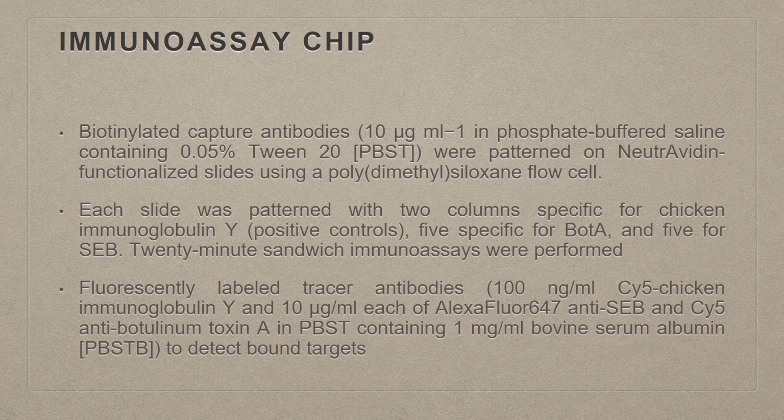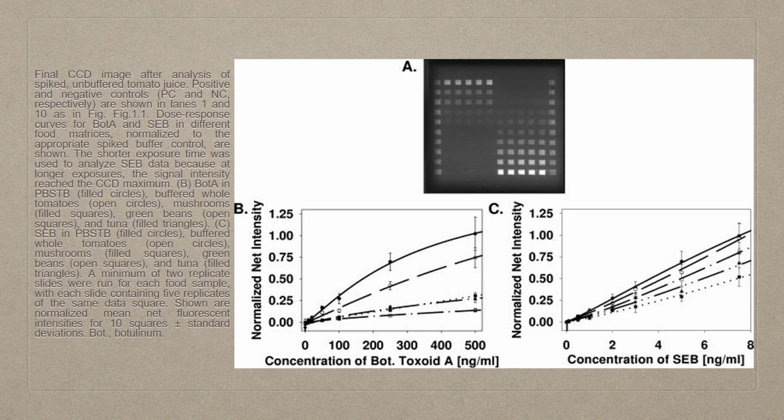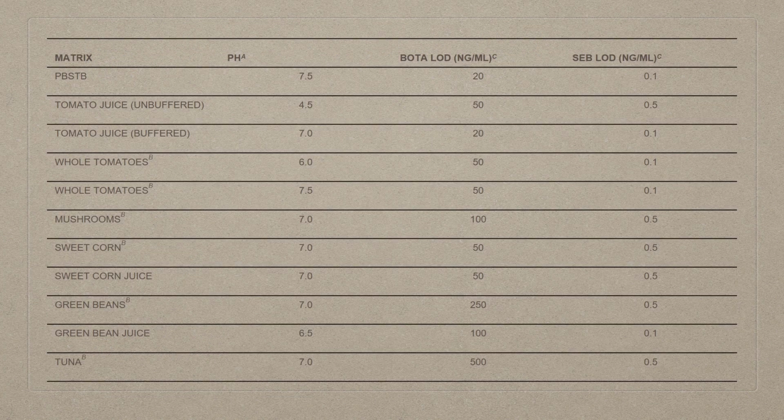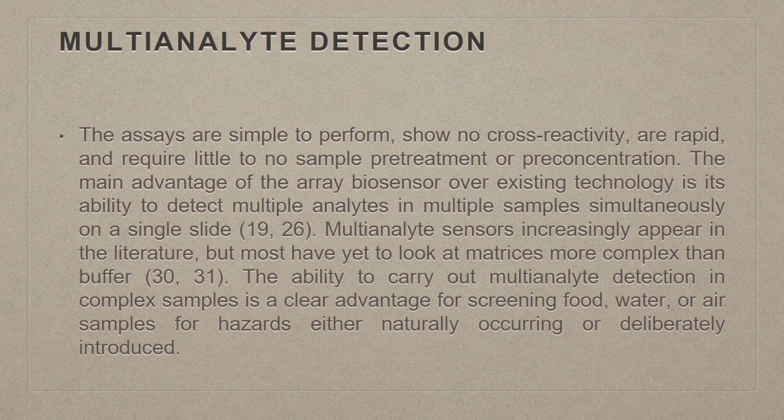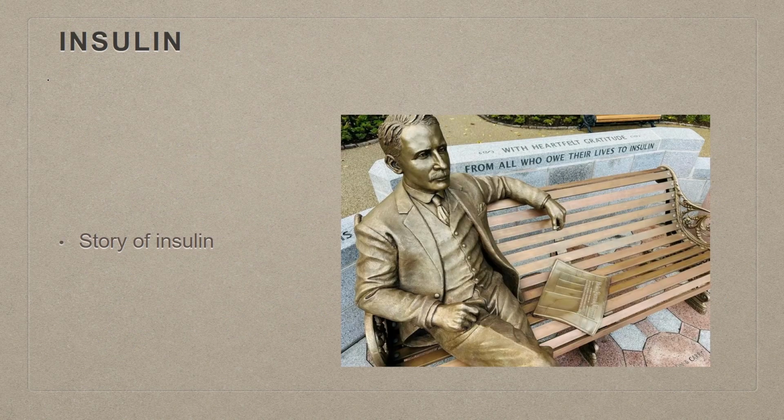Say for example, if you have botulinum toxin and staphylococcal enterotoxin B in food, how we do the detection assays, and this is somewhere in the last class we wound up about different kinds of food sources and where all botulinum toxin is present, and the need for multi-analyte detection. So, this is where we concluded the last class.